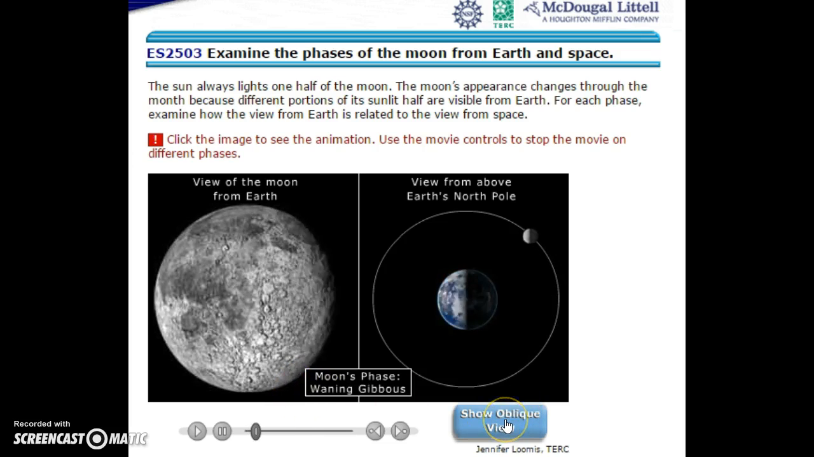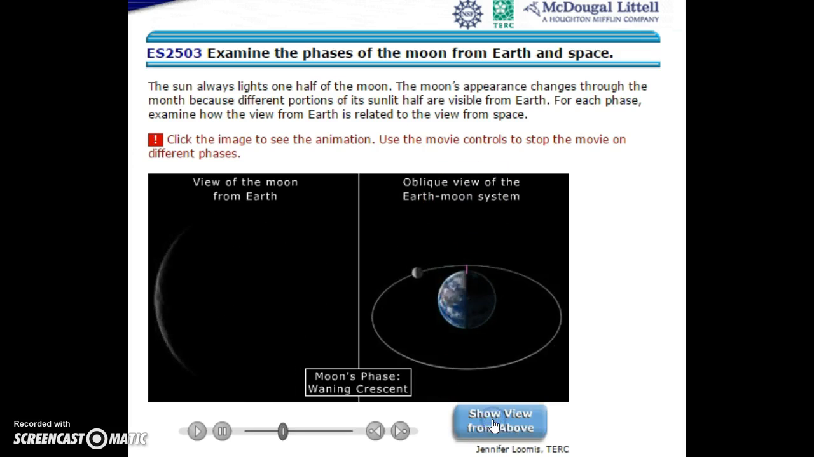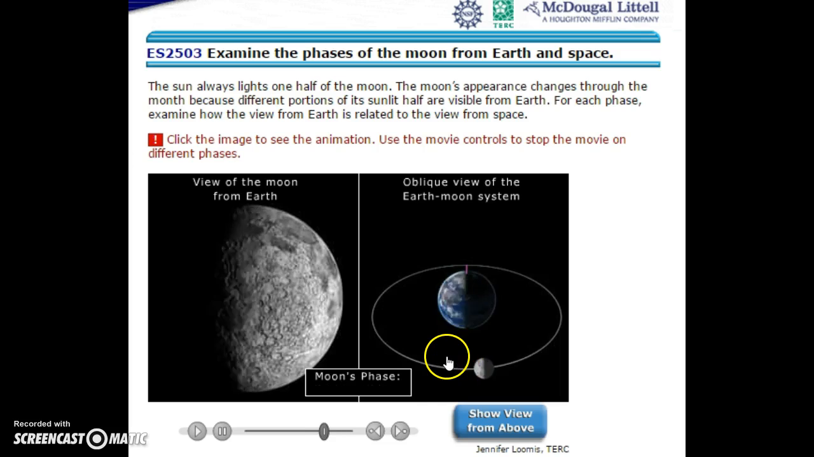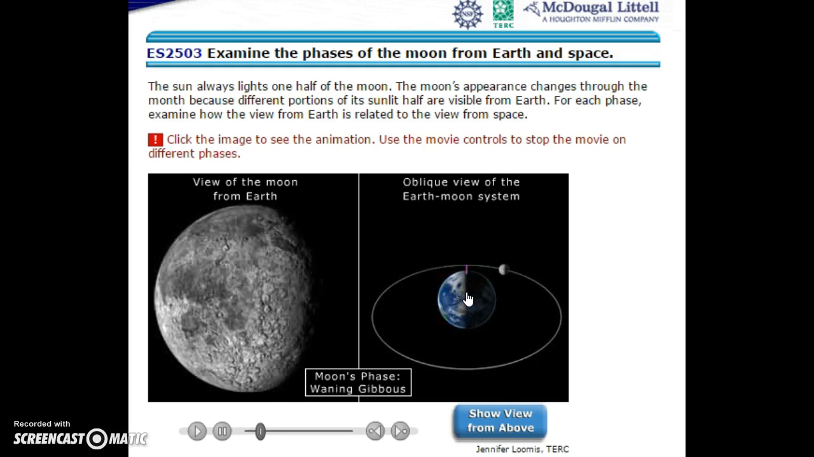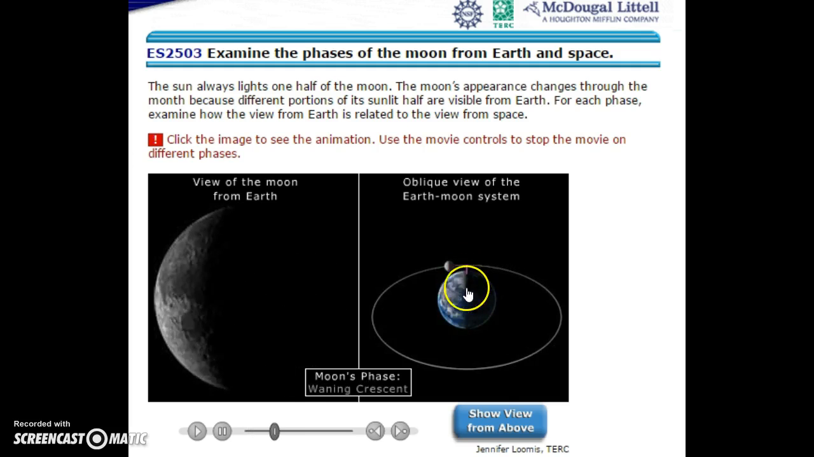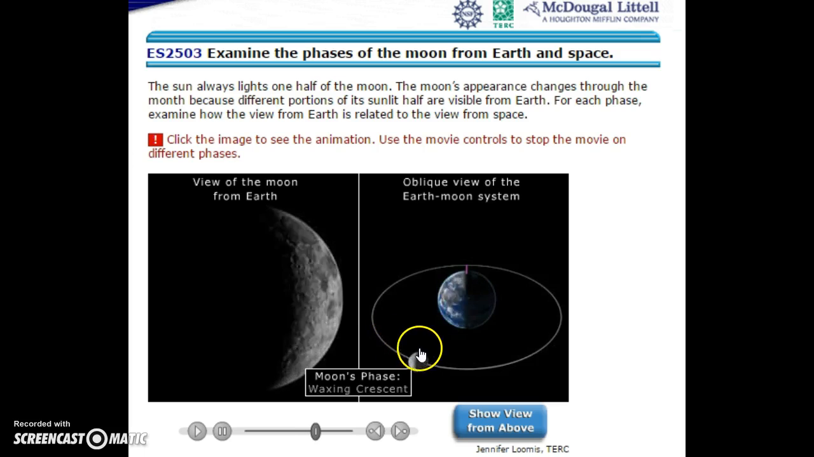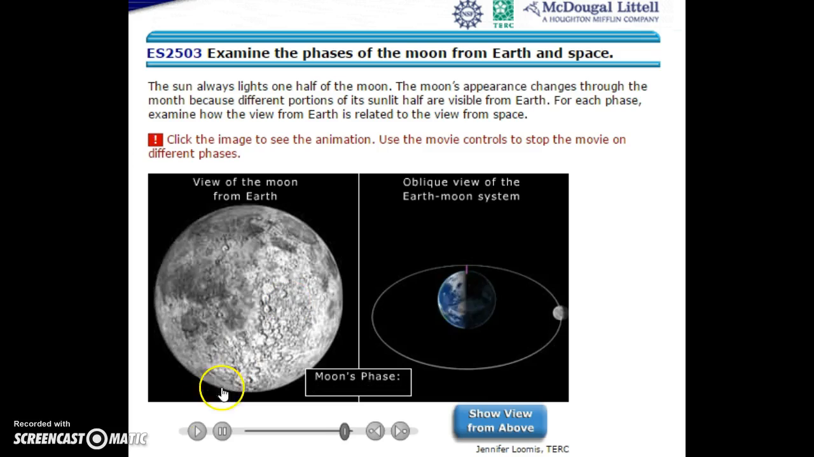Now, this is a picture of what it looks like, a view from above the Earth's North Pole. So I'm going to change this to an oblique view, a side, kind of an angle view. And we can view this again. Remember, in the Earth-Moon system, we have the moon moving as it orbits. We also have the Earth orbiting the sun as well. So we're viewing the changing way in which we see the illuminated side based on where the moon is relative to the Earth and the sun. So we have to consider all three simultaneously.